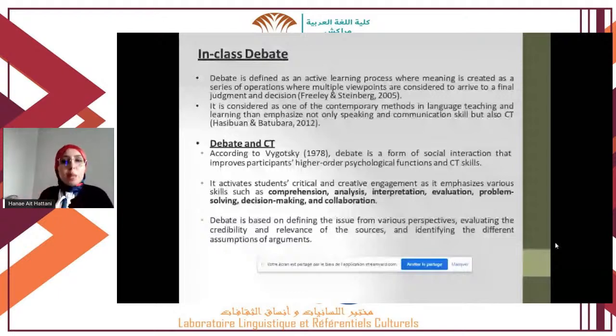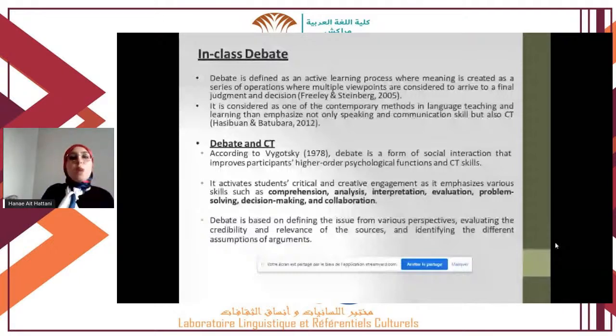So debate is based on defining the issue from various perspectives, because when, again, we ask students to be involved in debates, they are going to check the issue from different angles. So they are going to evaluate the credibility and relevance of the sources, identify the different assumptions or arguments, and in the rebuttals, try to use arguments and convince the opponent. So all these activities are about critical thinking.